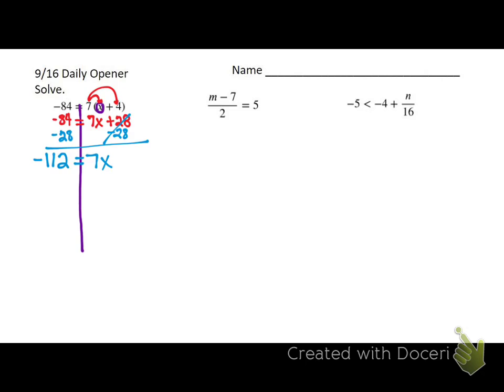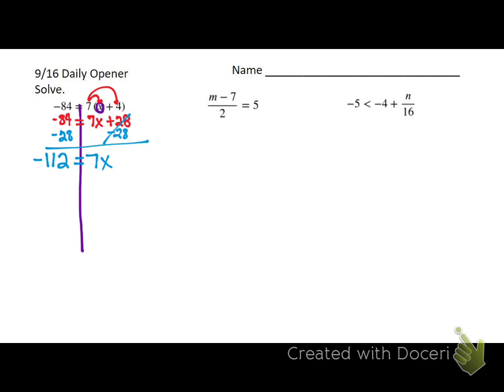Now remember, when you multiply or divide, if it's the same number, then it would go to a positive. But when you add or subtract integers, it's a little bit different. When you have the same sign, it means find the sum, so add them together, and then give it the same sign. So now I have one more step left. I need to get the variable by itself.